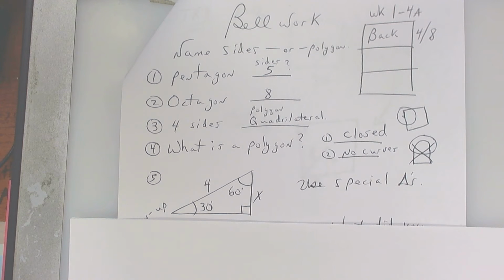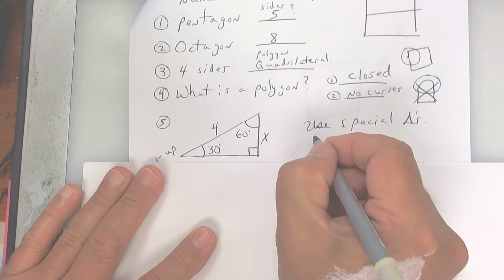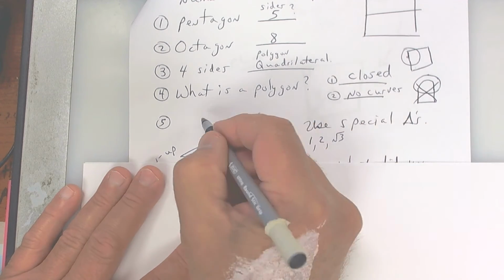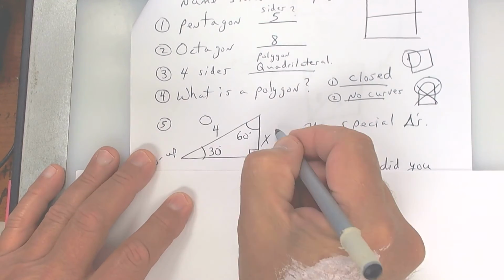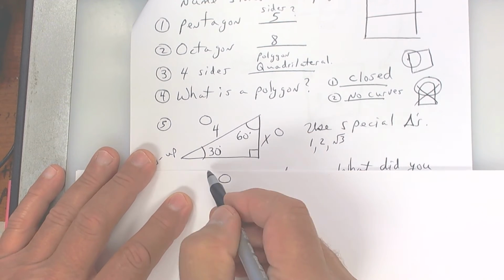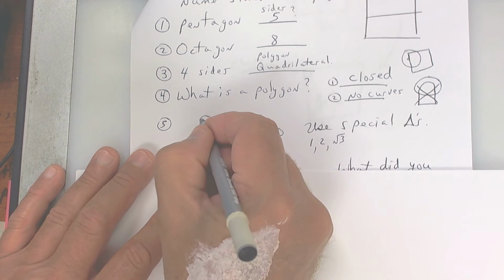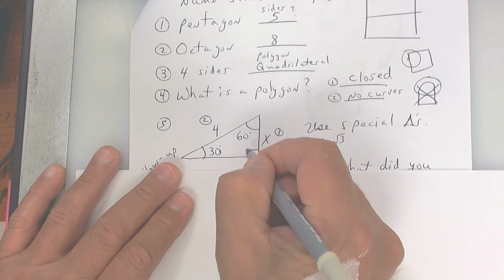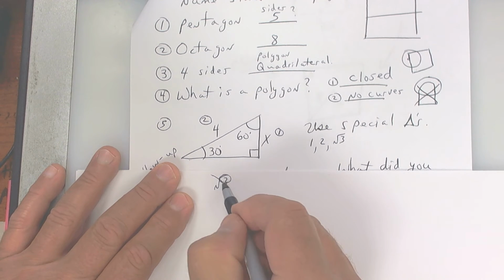All right, let's talk about this special triangle here. You were taught to memorize 1, 2, and the square root of 3, and 2 is the biggest. Put your circles. We're not looking for this side. Across from the 90 goes to 2. That's your hypotenuse. That's the biggest. Across from the 30 goes to 1. Across from the 60 goes to square root of 3. But again, we're not looking for this one.